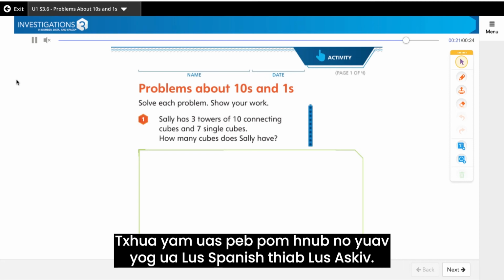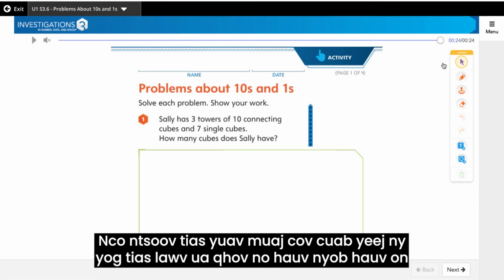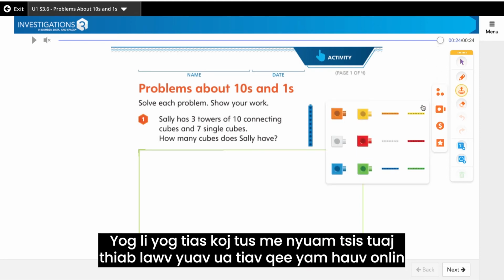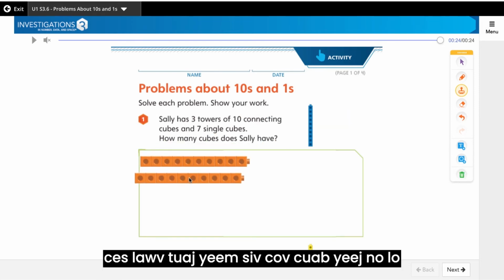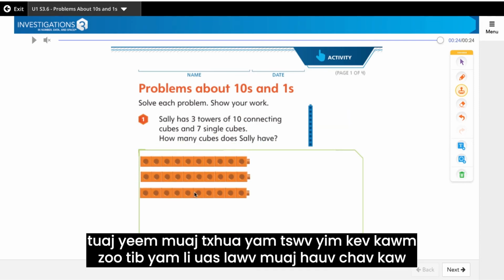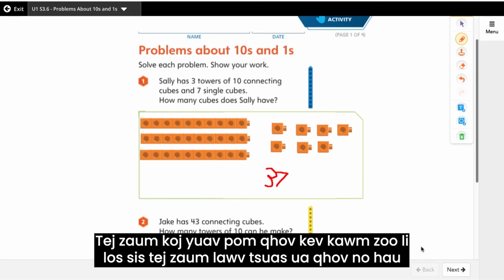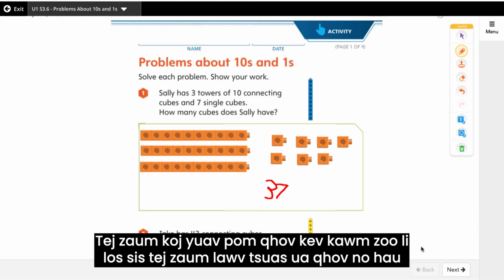Everything that we see today will be in Spanish and also English. Notice that there's tools over here if they work with this online. So if your child is ever absent and they're completing something online, they can work using these tools so they can have all the same manipulatives that they have in class. You might see work like this coming home, or they might just do this in class.